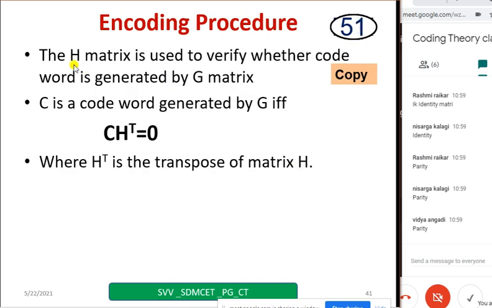The H matrix is used to verify whether the code word is generated by G or not. How can I verify? Simply do C H transpose, and it should be 0. H transpose is the transpose of the matrix H.